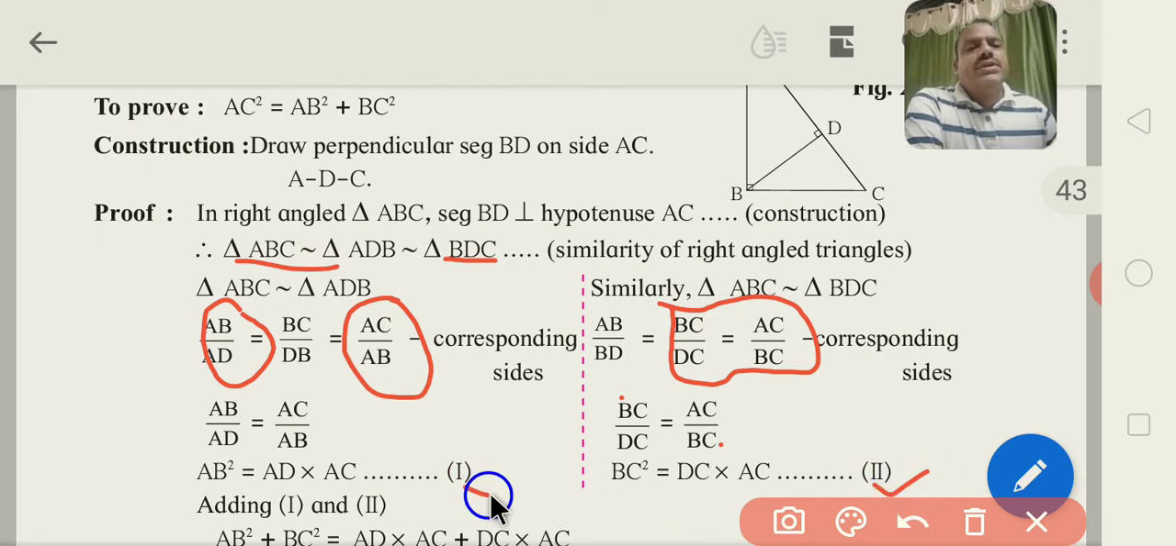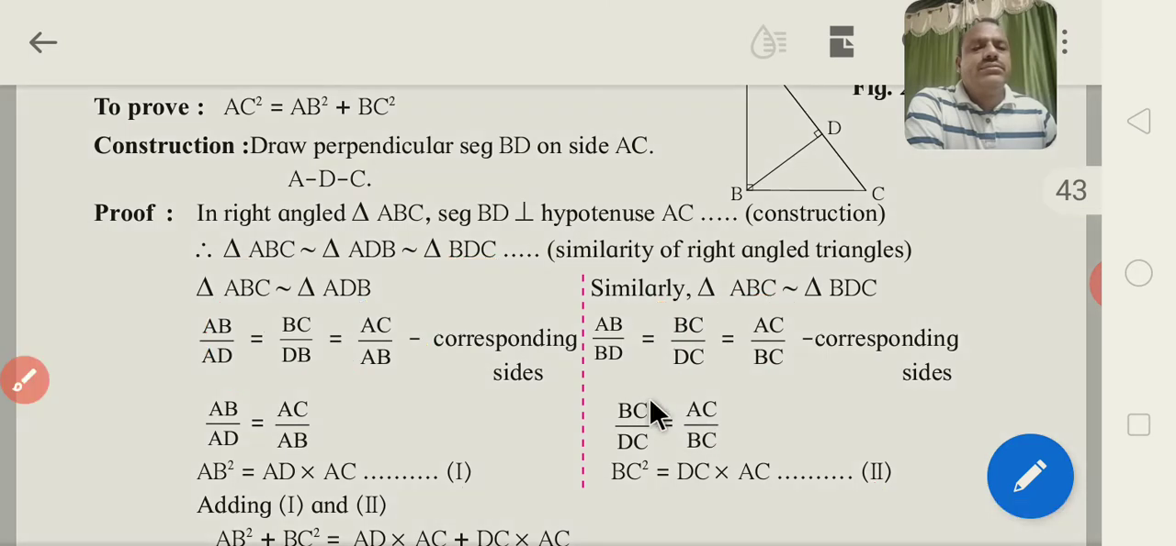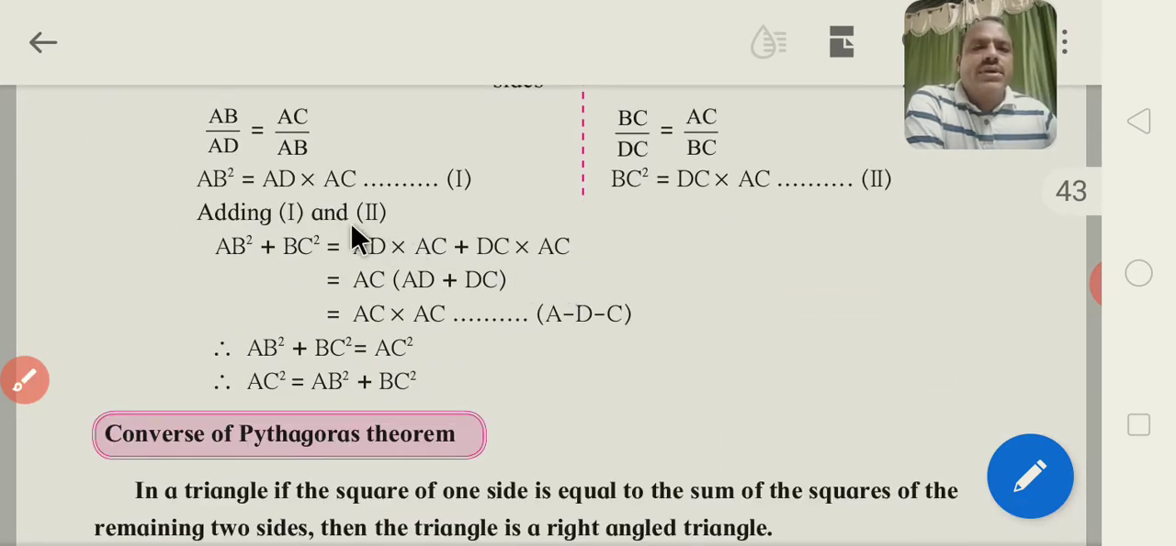Then equation 1 and equation 2 are added. Adding equation 1 and 2, therefore AB square plus BC square is equal to AD into AC, and plus again DC into AC, meaning equations 1 and 2 are added.